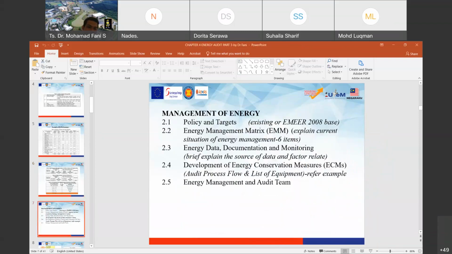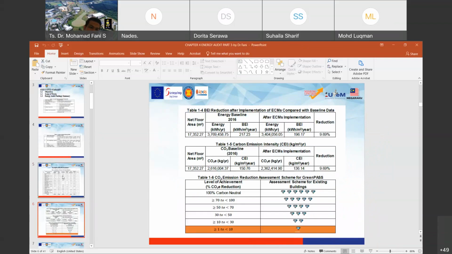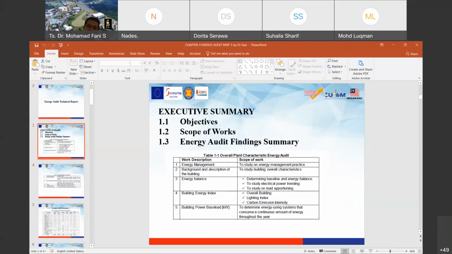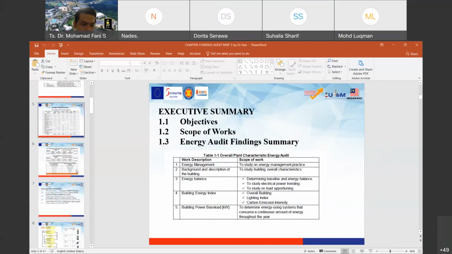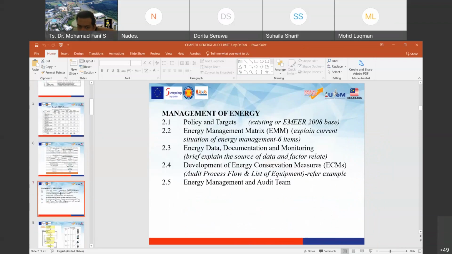Okay, so that one is under the executive summary. If all the elements that have been suggested here, you put in your report later on, you get full marks for this section, executive summary. Okay, next is management of energy.